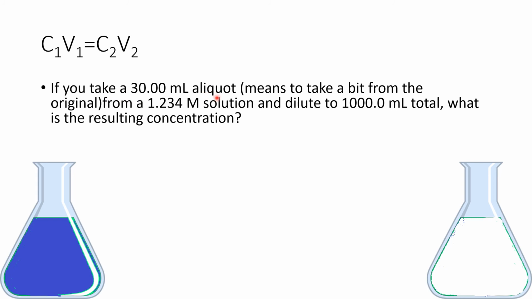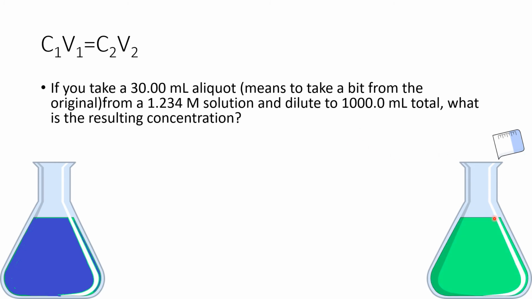What are we going to do here? We're going to take a 30 milliliter aliquot. That just means to take a bit out of. So an aliquot is just a subsample. Like we're going to take 30 mils out of what was originally, so this blue solution here is originally a 1.234 molar solution. All right, so we're going to take this 30 mil subsample, just a little bit of it. We're going to take it over to another container, right? And we're going to dilute that to a new 1,000 mils total. All right, so we're going to pour that in a new one and then dilute it up to a 1,000 mark.